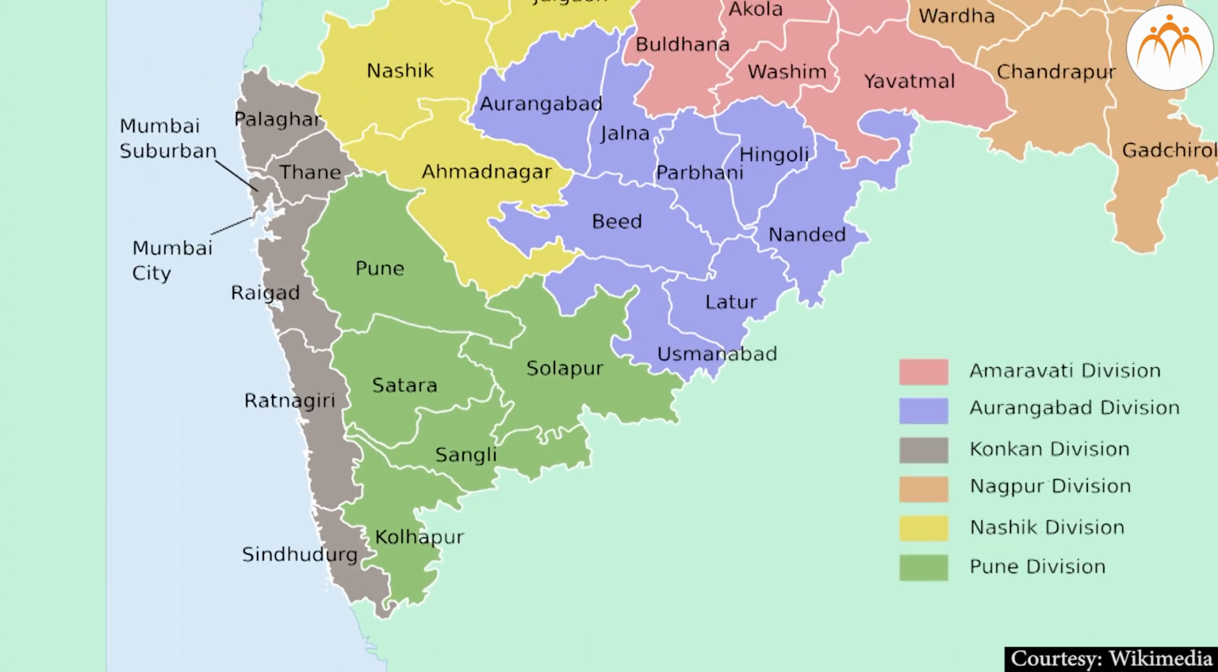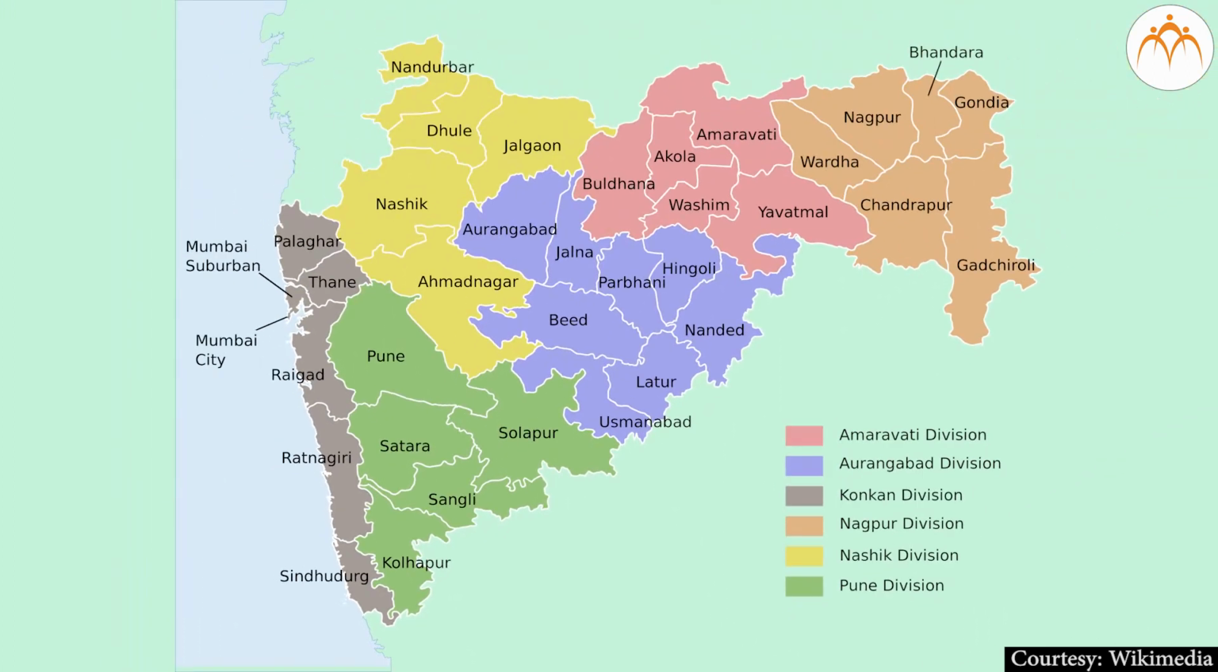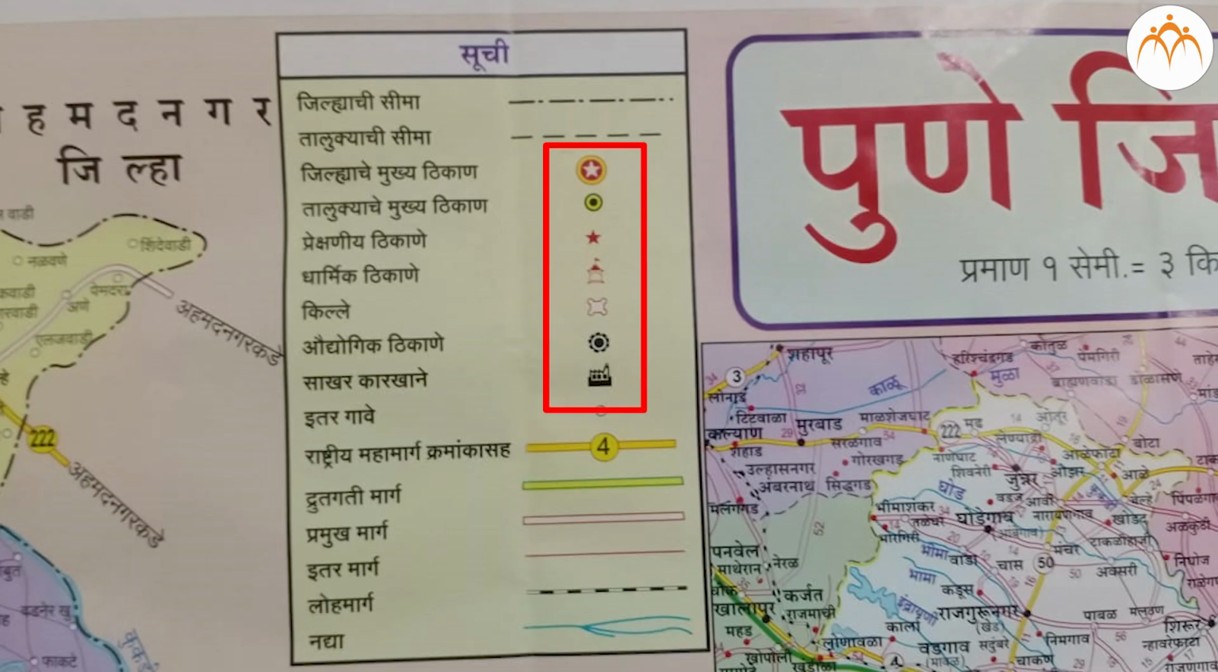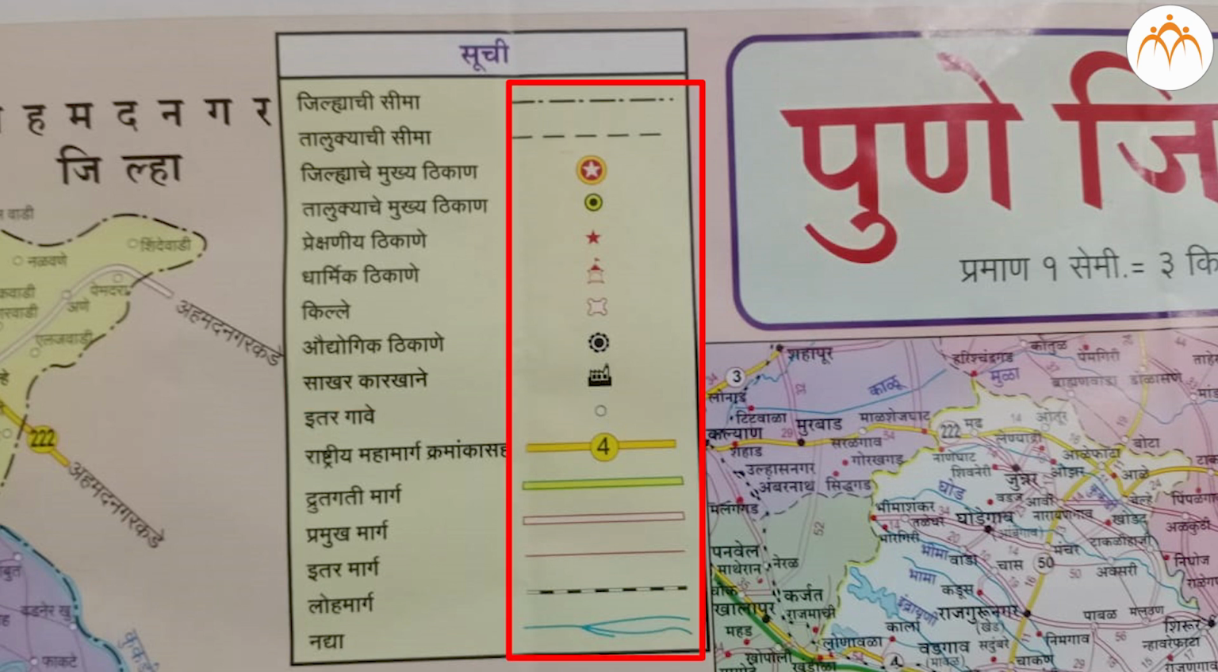The map of Maharashtra showing the divisions is seen next to it. There are different colors used to denote the divisions. Now find out the color used for your district. The symbols are used to show the subdivisions in the map. Each division is assigned a particular color.